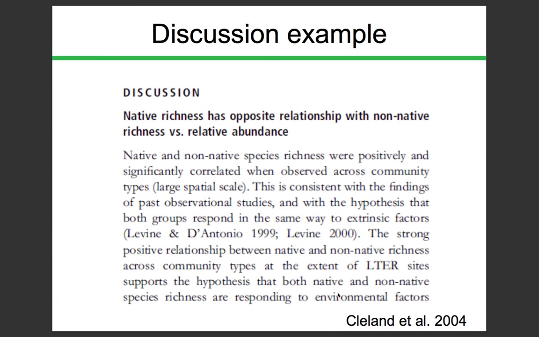So here's a discussion example from the Cleland paper that we just showed the results for. It's about native richness having the opposite relationship with non-native richness versus relative abundance. So they're restating that native and non-native species richness were positively correlated when observed across community types from the scale. And they're saying this is consistent with the findings of past observational studies with the hypothesis that both groups respond in the same way. And then they're saying how their results fit in. The strong positive relationship between native and non-native richness across community types at the LTER extent supports the hypothesis that both native and non-native species richness are responding to environmental factors.